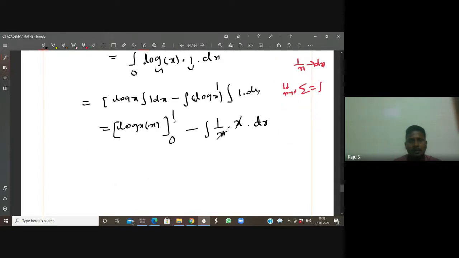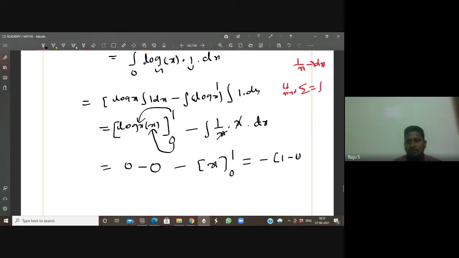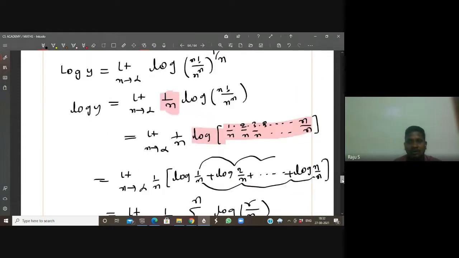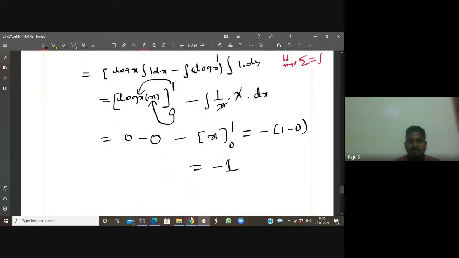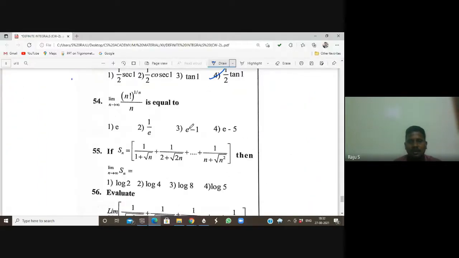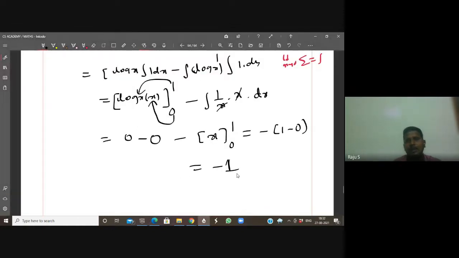For the upper limit, log 1 value is what, students? 0. Minus the lower limit, substituting 0 in place of x: for the upper limit it is 0 since log 1 is 0, and for the lower limit it is 0 into log 0, which is anyhow 0. This is x from 0 to 1, so that is nothing but minus of 1 minus 0. Finally the answer is minus 1. After doing all these steps we got the answer minus 1.